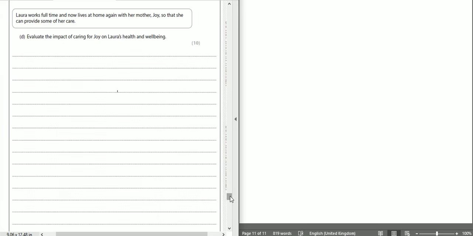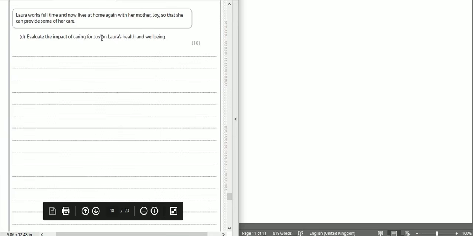Looking through the past few papers, I found questions about health and well-being in 2019, 2018, both papers in 2019, a sample paper, a 2020 paper. So it is a common question, and it's always about different contexts. You know, the impact on a certain character's health and well-being because of this.